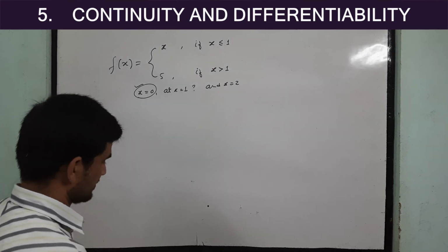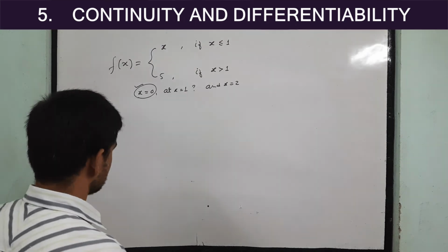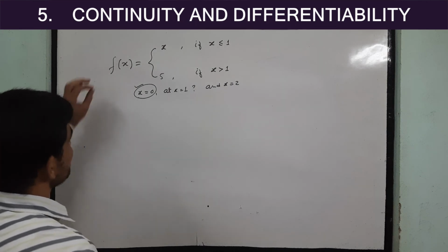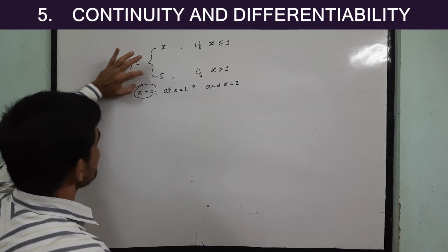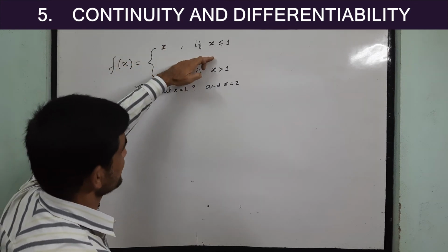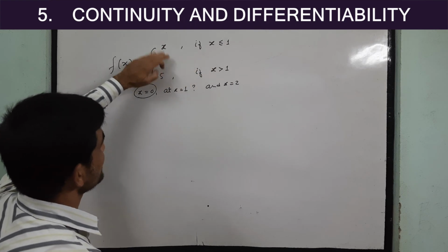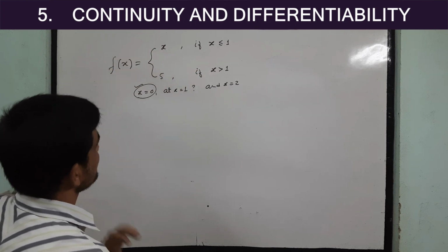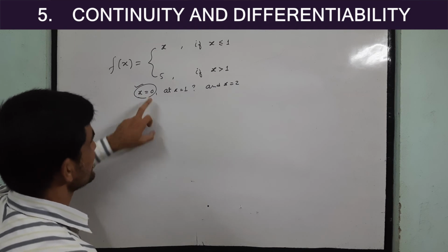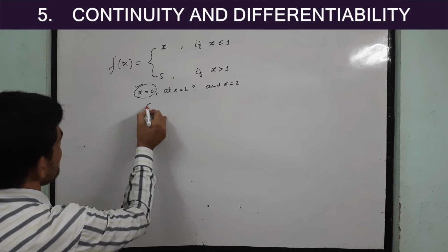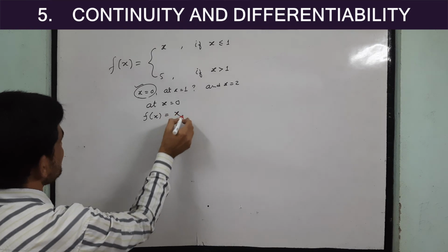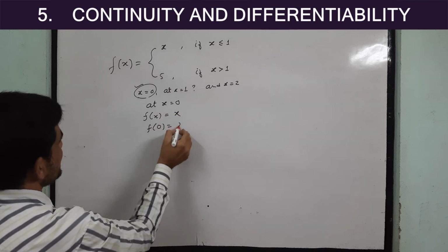So here first we will take x equal to 0. Just see, the function is not defined in a single manner, its value varies. When x is less than 1 and equal to 1, it is defined by f(x) equal to x. So 0 is less than 1. Okay, is it clear? 0 is less than 1. So at x equal to 0, f(x) is defined like x. At x equal to 0, it is 0 only.